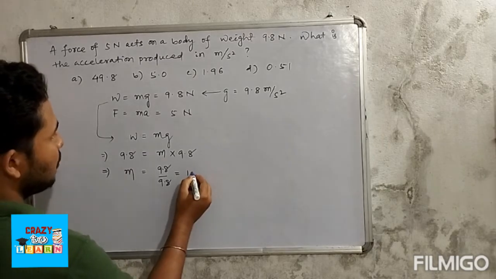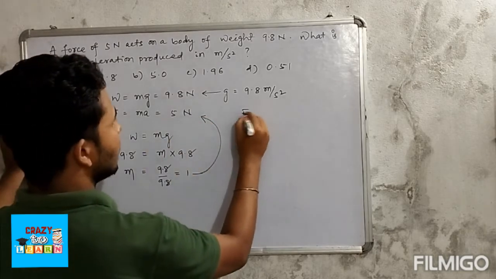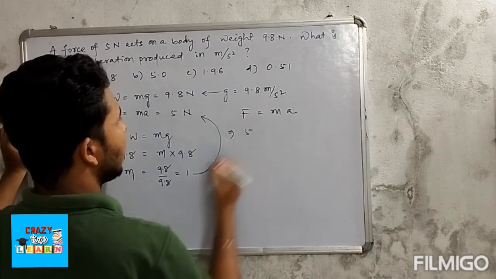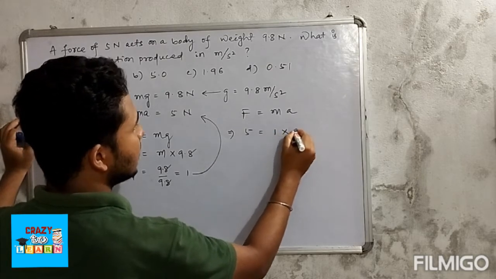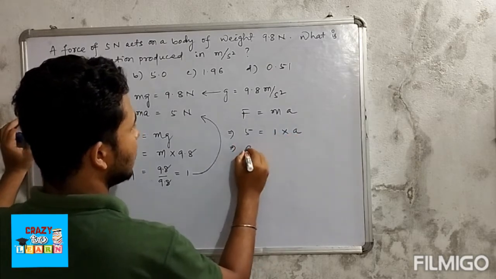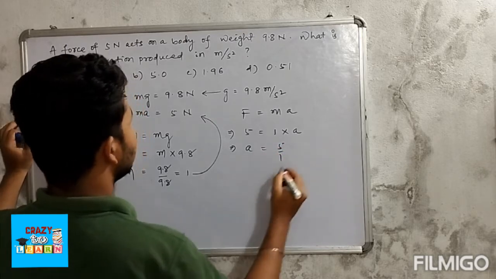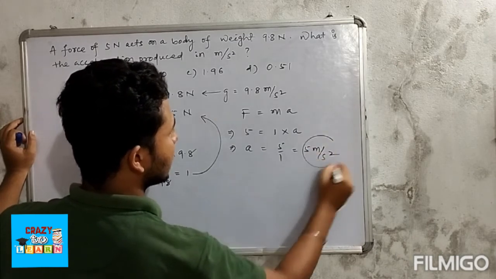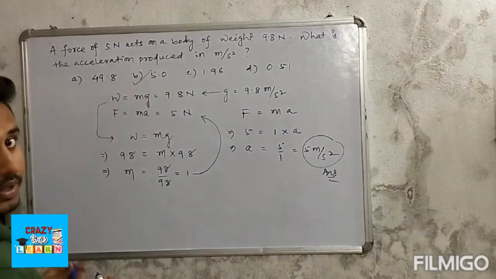And now we will put the value of small m in the formula of F. We know F is equal to ma. F is given to you as 5, and you know m is equal to 1, into a. So the value of small a is equal to 5 divided by 1, which is equal to 5 meter per second square. So option B is the correct one.